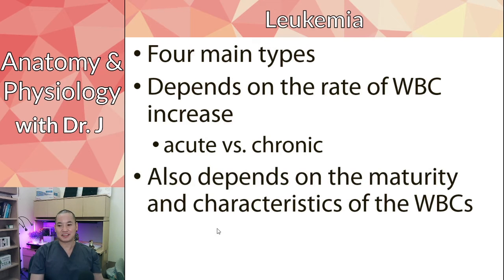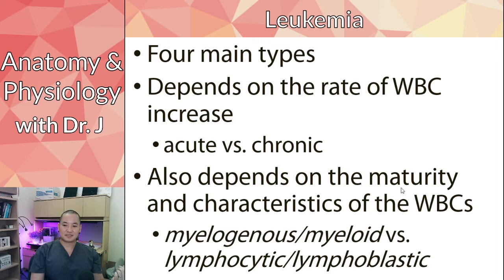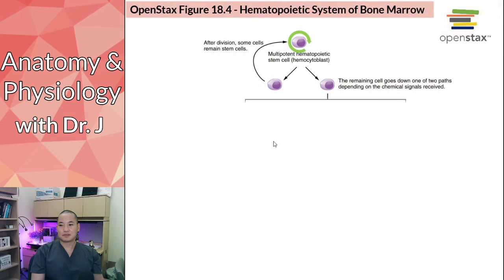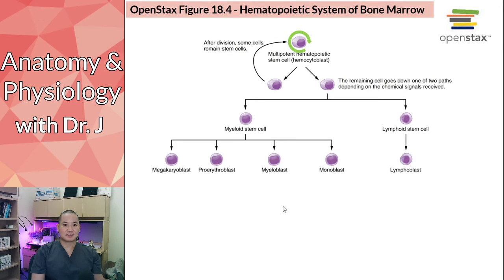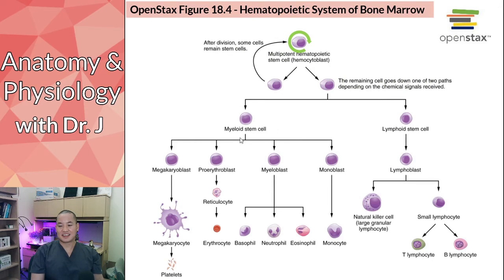So what do I mean by that? Well, there are two main subcategories. They're called myelogenous, or sometimes myeloid, and lymphocytic or lymphoblastic. That might sound familiar, right? So it depends on what time span these white blood cells increased over, and also where they were derived from. This is why, especially when you're studying leukemia, it's important to know myeloid versus lymphoid.